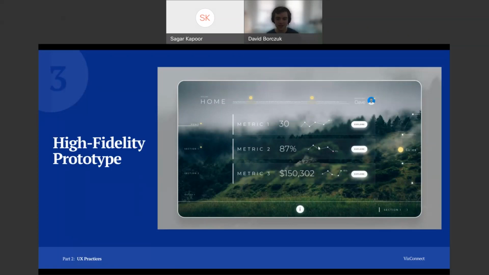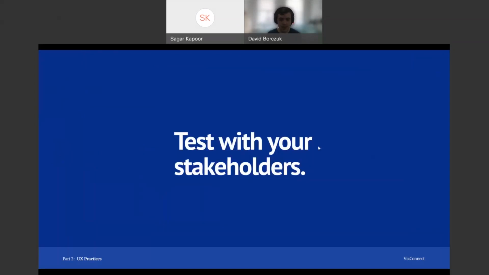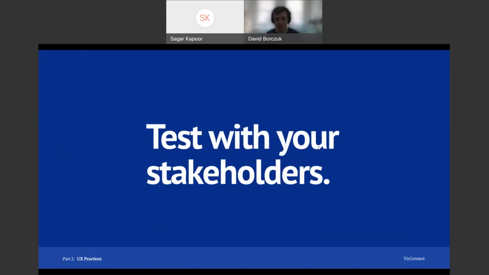And again, you would test this out with your end users and see if this is something that they would be interested in. You would imagine that this high fidelity prototype would be very similar to what is going to be in Tableau or whatever tool that you're using. So again, test this with your stakeholders, make sure that they understand the different parts of your high fidelity prototype and it makes sense.